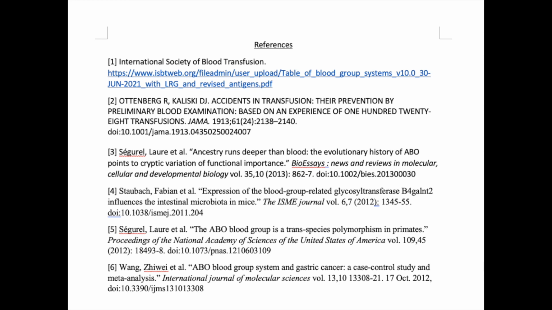This presentation was surely not as comprehensive as the research available on the topic, and I highly encourage you to visit these references for yourself and read them, because it is quite fascinating that there's a bigger story to our blood typing than just transfusions.